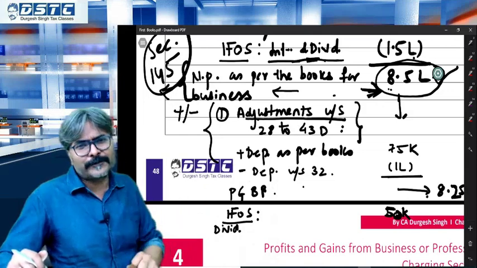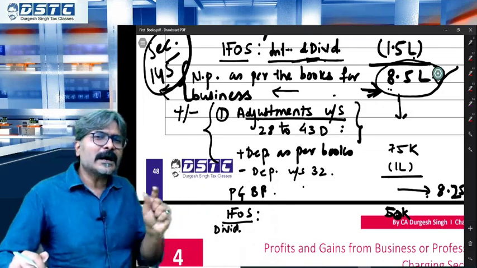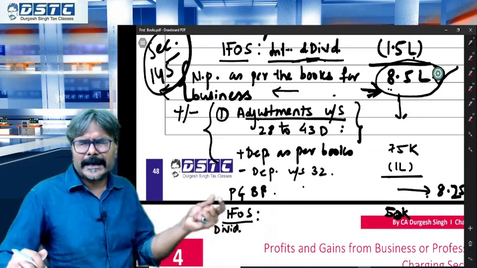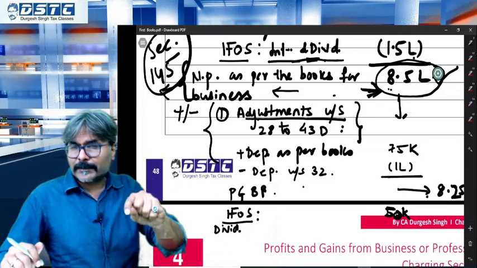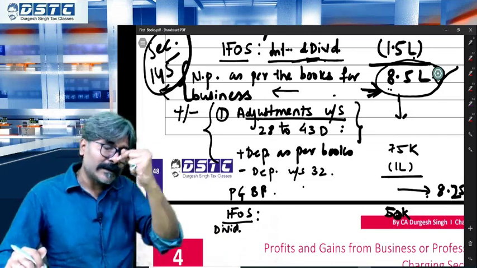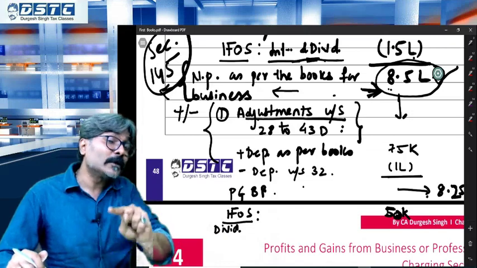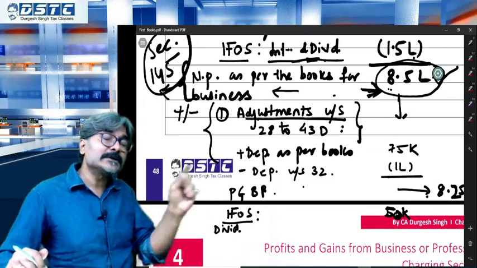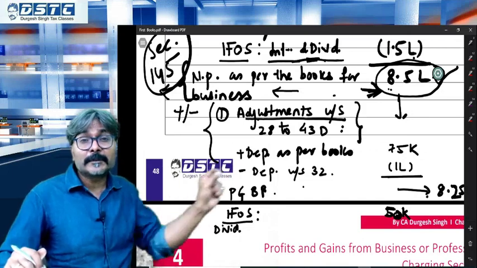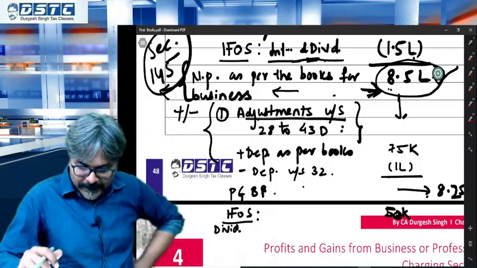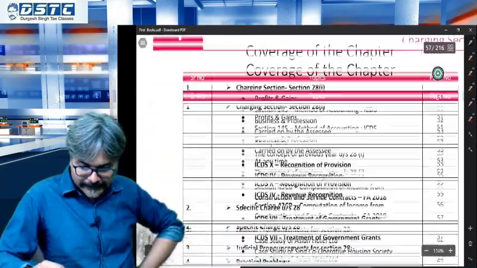And therefore such a loss is not allowed as a deduction, and if it has been debited in the profit and loss account, it means your net profit is reduced. So if it is debited in your profit and loss account, what is the treatment that you are supposed to give in computing your PGBP? The treatment will be add back. So your treatment, students, will be to add it back.